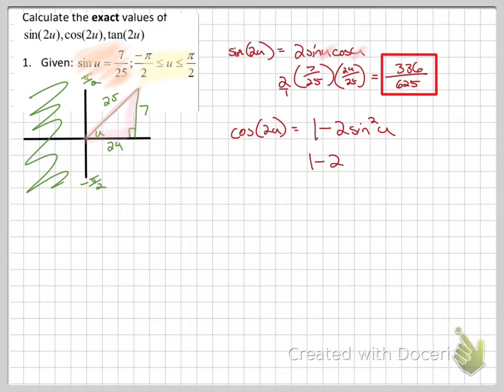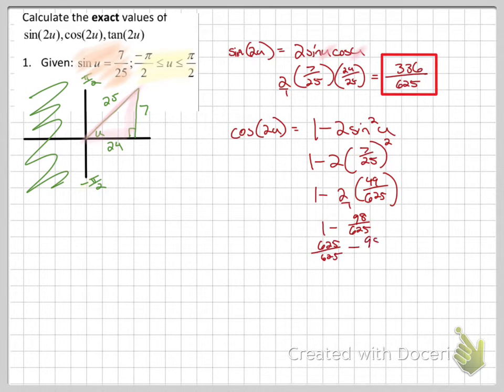So 1 minus 2 sine of that is 7 over 25. It's over there in orange, and then you square that. So that's 1 minus 2, square the top, square the bottom. 2 over 1, multiply straight across. Common denominator. And the answer ends up being 527 over 625. That's the answer to cosine 2u.